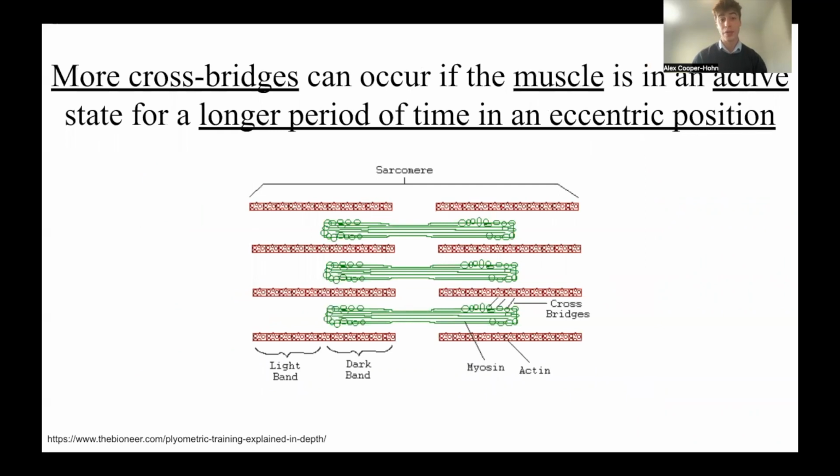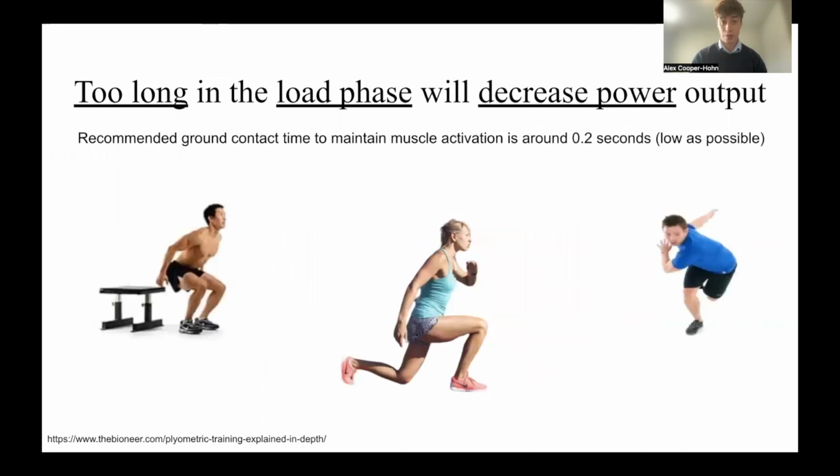And the reason for this is because if you're in an active state while stretching, supposedly more myosin heads can bind with actin, and that means that more cross bridges can form during the exercise. And so, as I slightly mentioned before, being in this load phase for too long will decrease power. So you want to reduce ground contact time, and for many exercises that's 0.2 seconds supposedly, but it's just as low as possible.